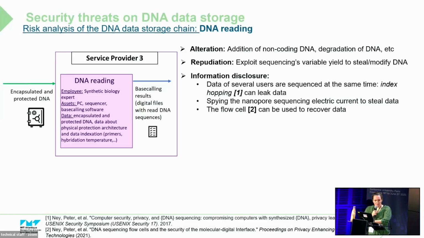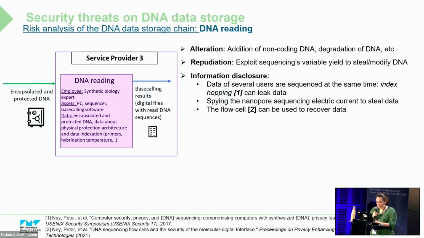Several attacks also concern information disclosure. As with multiplex sequencing, data of several users are sequenced at the same time. A phenomenon can occur that's called index hopping, in which data of one user can be found in another user's file, leading to data leaks.